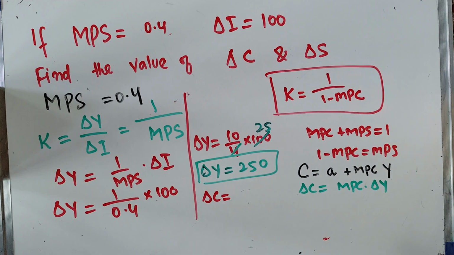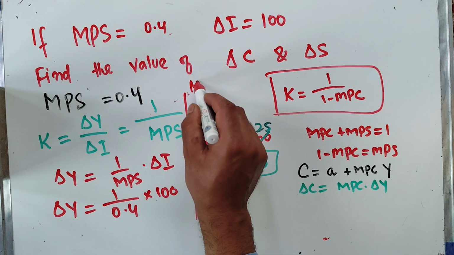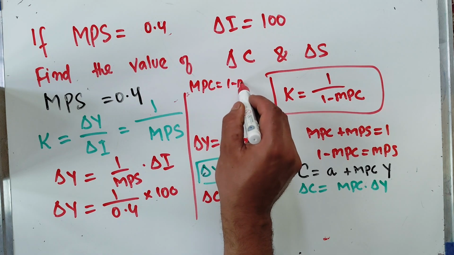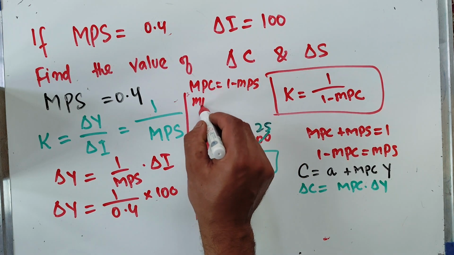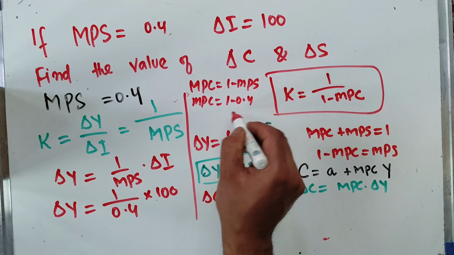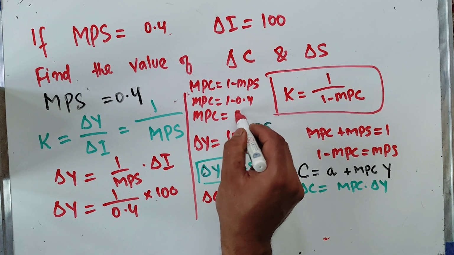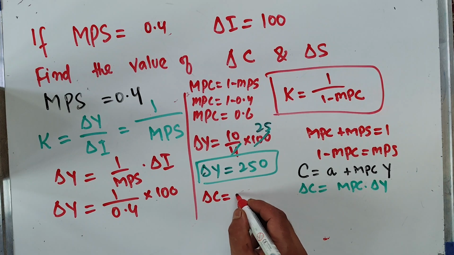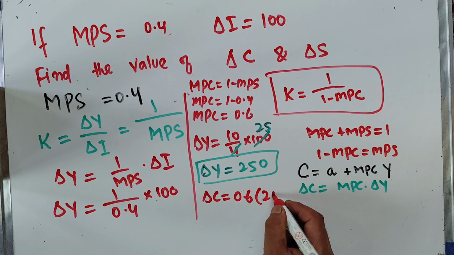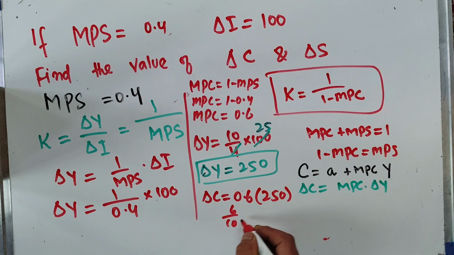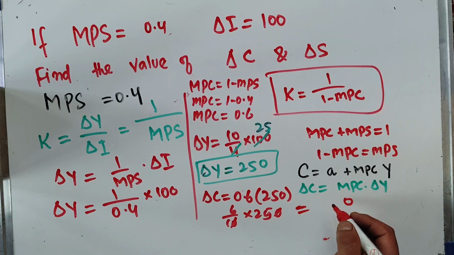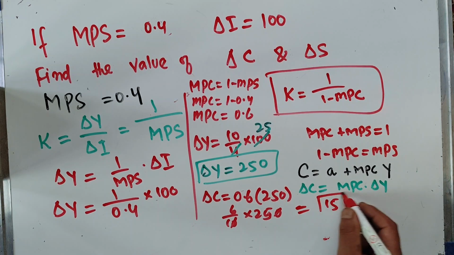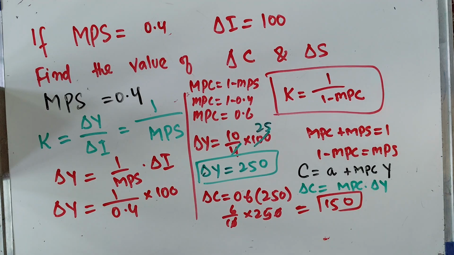So first we need to find out the MPC. Now what will be the MPC? We know that MPC is equal to 1 minus MPS. So MPC will be equal to 1 minus 0.4, so the marginal propensity to consume will be equal to 0.6. Okay, so we write it here 0.6 times the change in the income which we got here, 250. So we get 6 upon 10 into 250. This gets cancelled. We get 6 5s are 30, 6 2s are 12, 13, 14, 15. So the change in the consumption will be equal to 150.